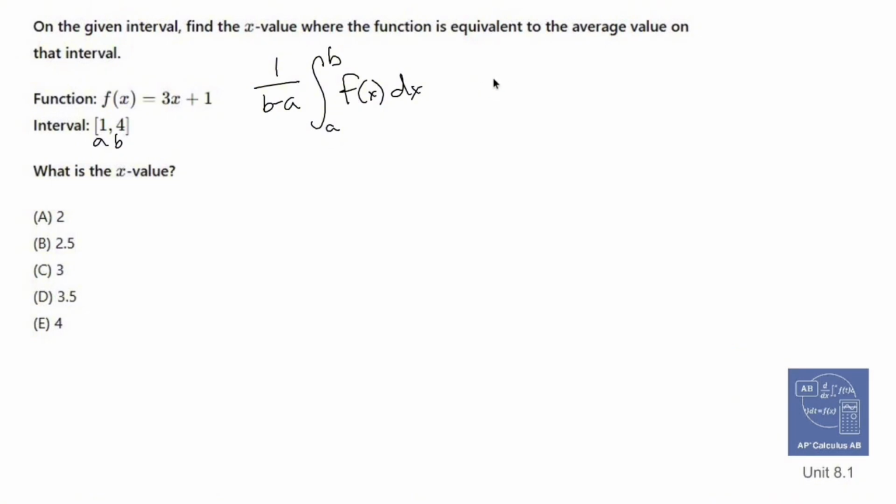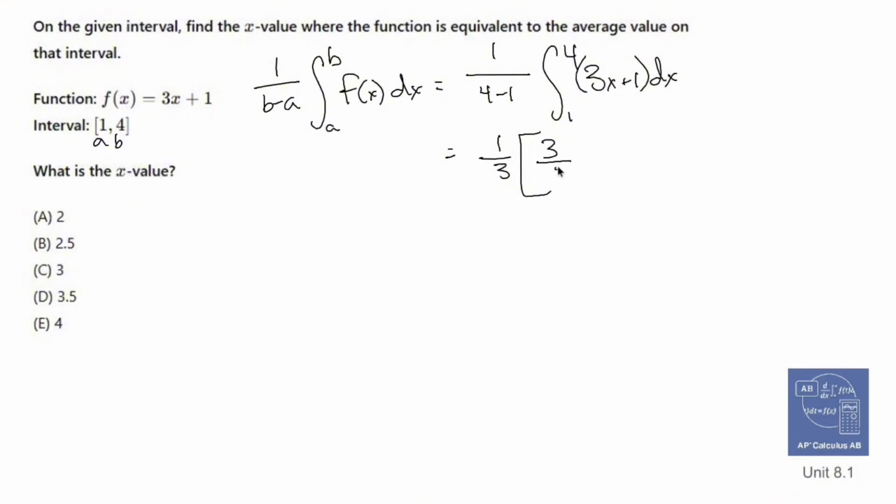Okay, so f of x is 3x plus 1. So I have 1 over 4 minus 1. Then we're going to multiply the integral from 1 to 4 of 3x plus 1 dx, like that. Okay, so you're a third. I can handle that. Let me see. The integral of 3x is going to be 3 halves x squared plus x. Limits are 4 and 1, but not in that order.